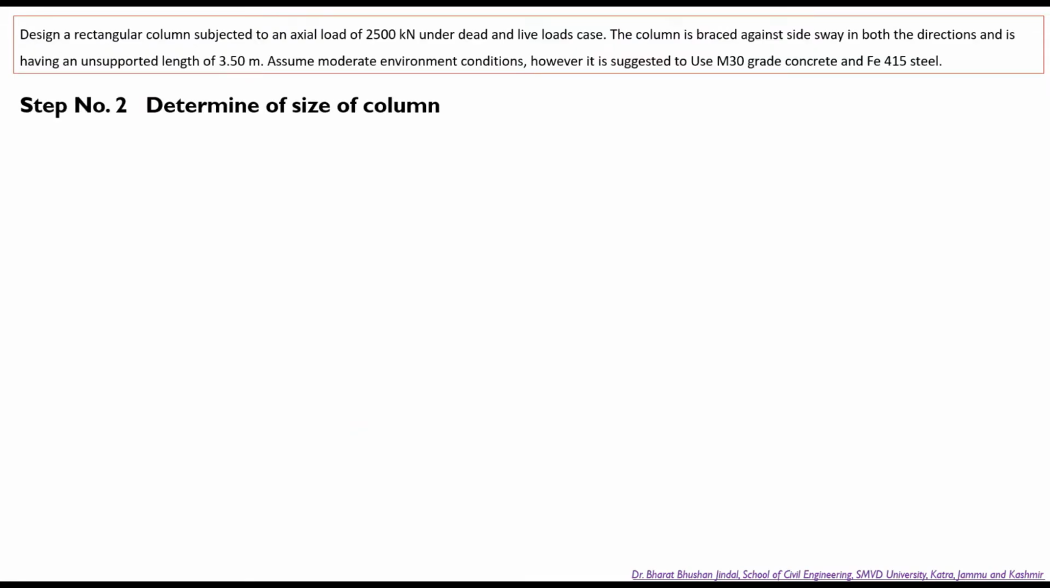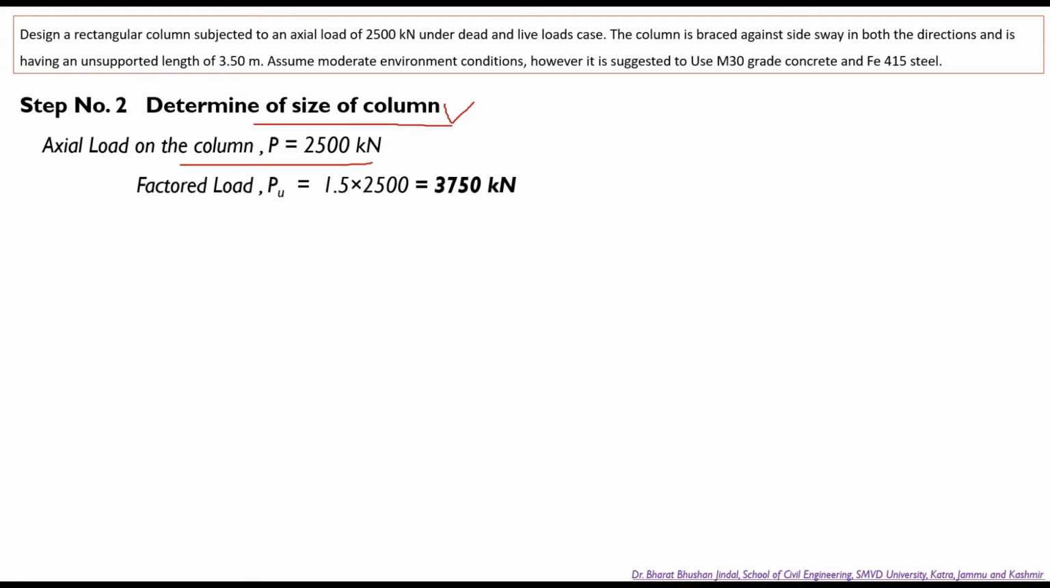In step number 2, we first have to assume the dimensions of the column. That dimension is always based on the load, and the load is 2500 kilonewton, an axial load. By applying the partial safety factor we can easily work out the effective load. This is the same methodology as we discussed for the square column. Ultimately we get a huge factored load, that is 3750 kilonewton.